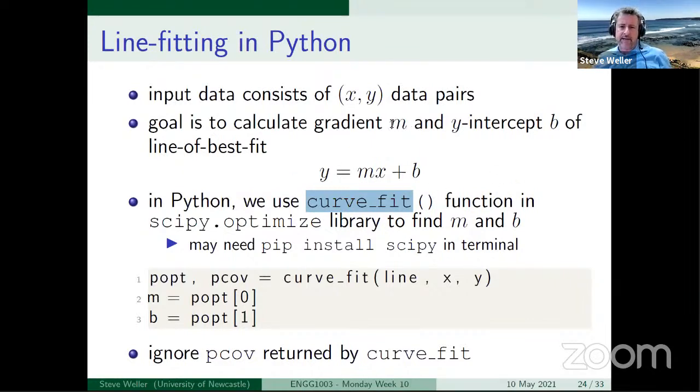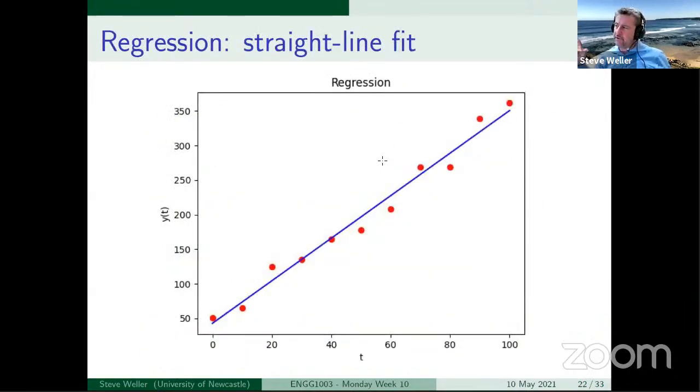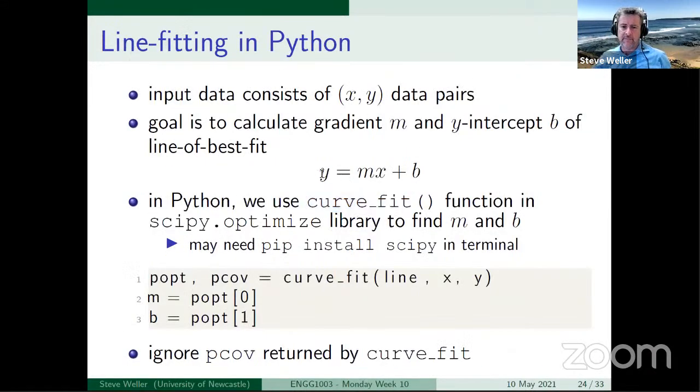So the goal is to calculate a line of best fit, which best fits the data. We know from high school mathematics that a straight line can be described by a gradient and an intercept. In equation form, we've got this equation here, y equals mx plus b. You would have seen this at high school, where we've got the gradient m and the y intercept b, which is the point at which the line intersects the vertical axis, or the point at which x is equal to zero.